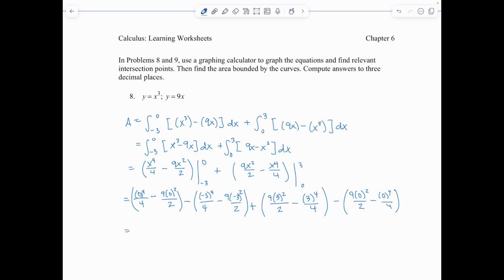Which will give us 0 minus -20.25 plus -20.25. And so we will have an area of 40.5.